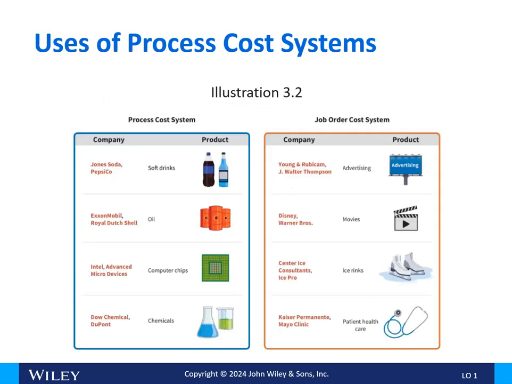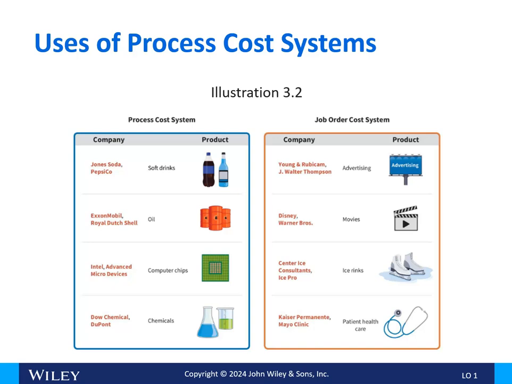That's different than what we learned in Chapter 2 with the job order cost system. So if you look on the right, we talked about some of these things in Chapter 2 that a job order cost system is good for. So making movies, you've got a finite product at the end. Advertising, you've got different campaigns. At the bottom there, patient health care. We talked about that a little bit in Chapter 2, that it's set for a job order cost system.